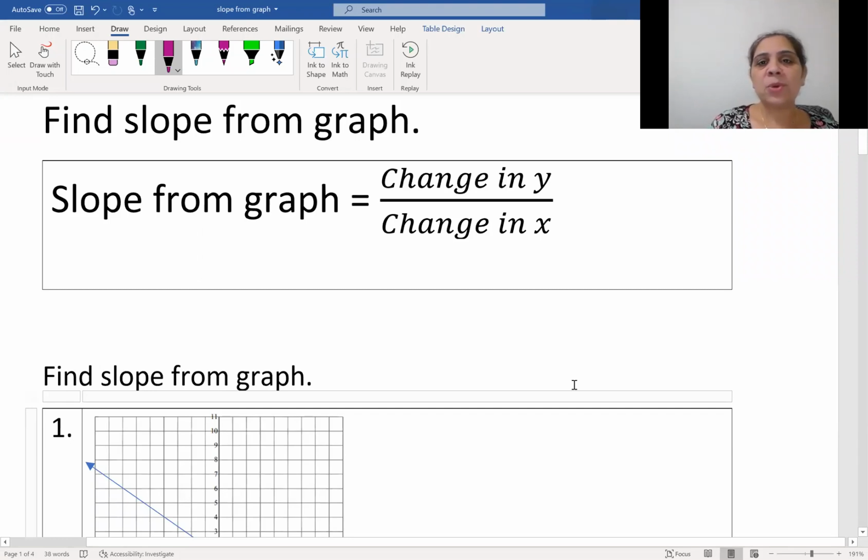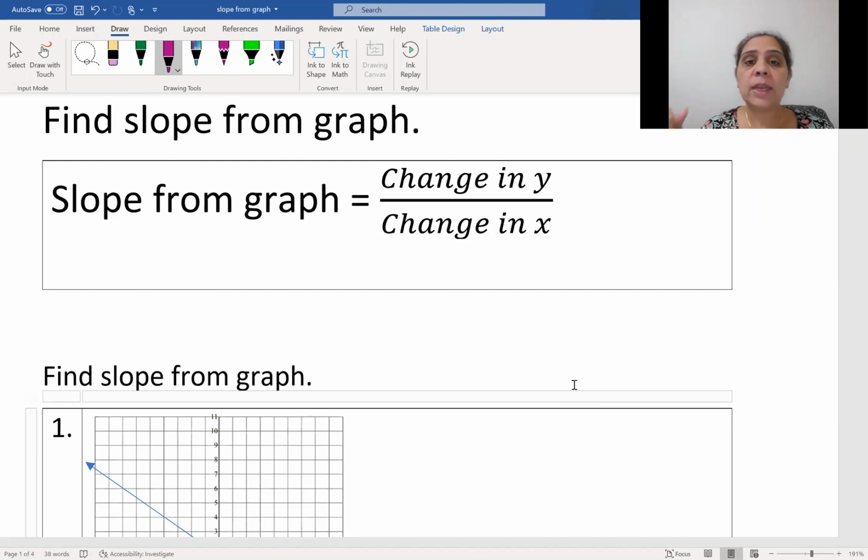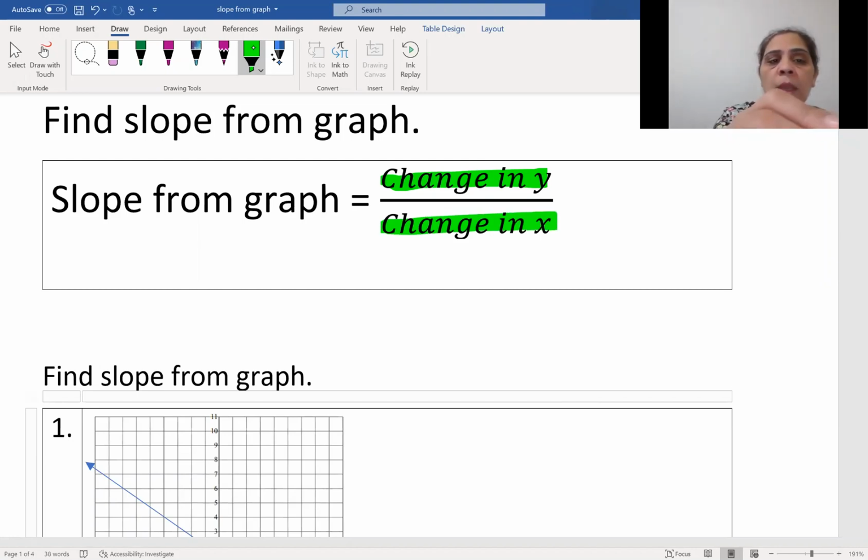So in this video we will learn how to find slope from a given graph. Here we have step-by-step instructions on how we will find slope from a graph. First, we have a formula: slope from graph is change in y divided by change in x. A few books also denote change in y as delta y over delta x.